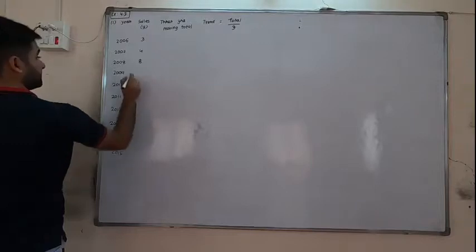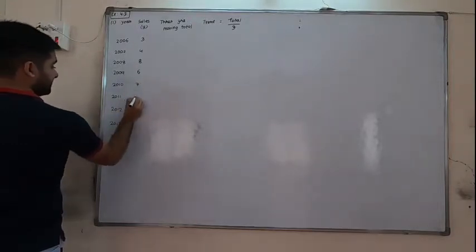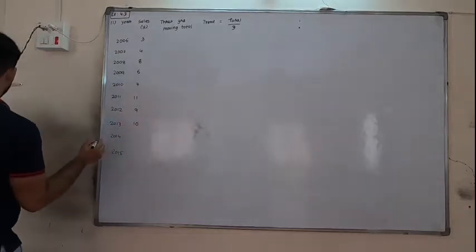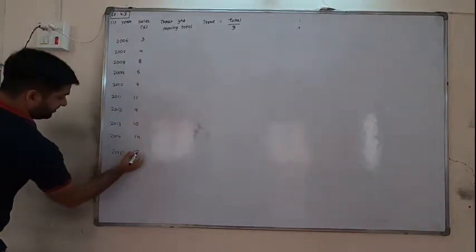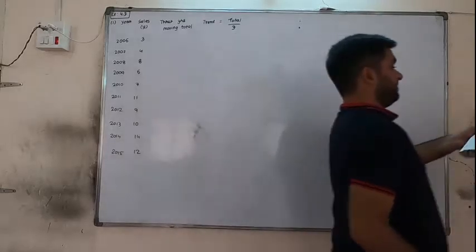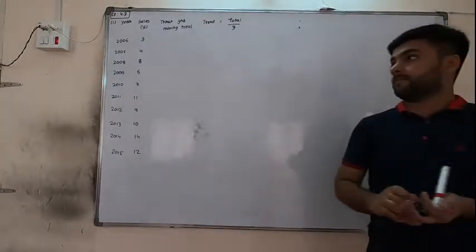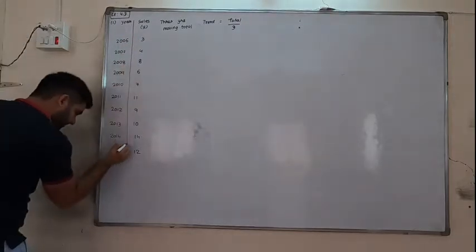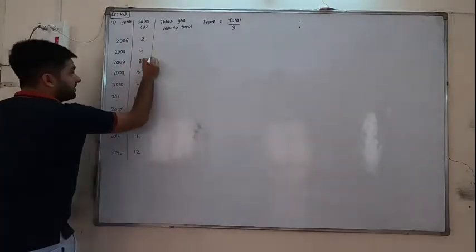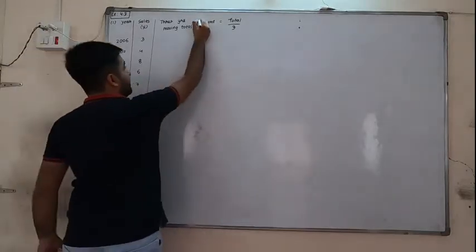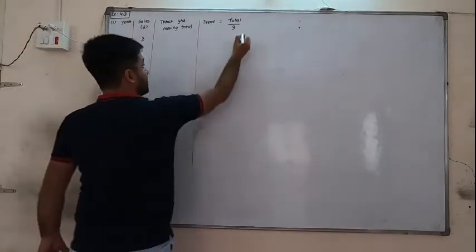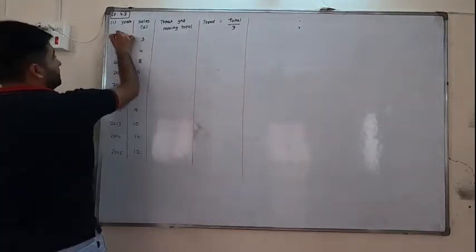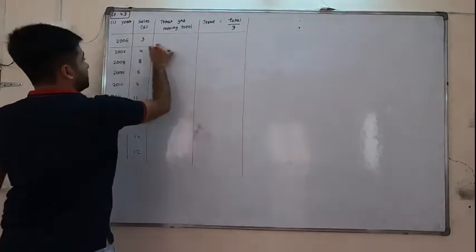3, 4, 8, 6, 7, 11, 9, 10, 14, 12. No totals, nothing is required. No x bar, no y bar, no t bar, nothing is required. Our answers are only this. Your answers are only this. Trend is your answer, nothing else.